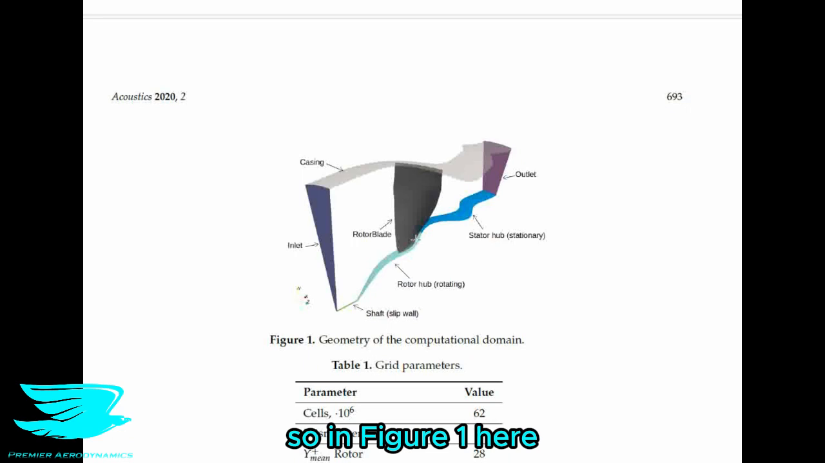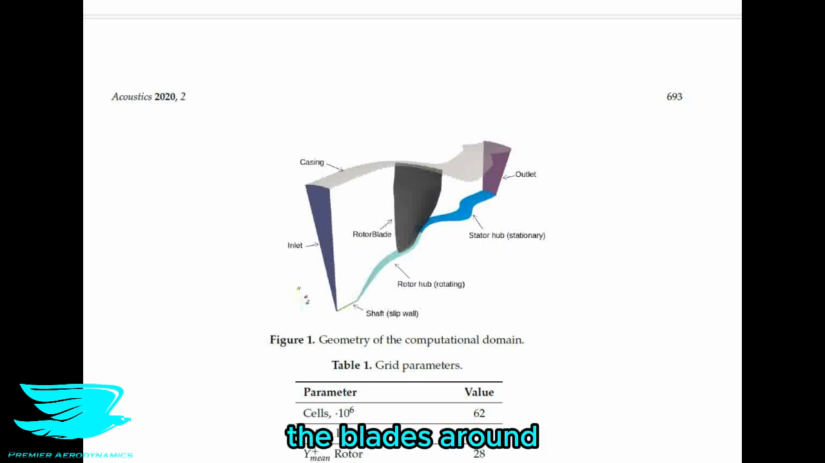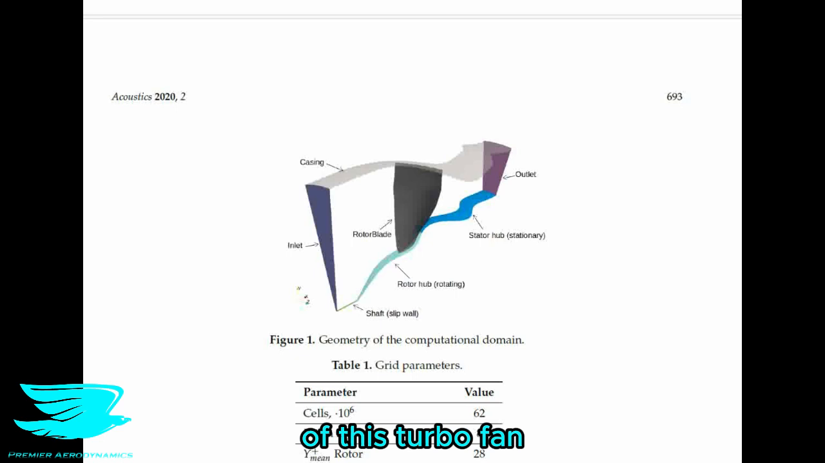a single rotor blade. So in figure 1 here, we see this blade here, and then they have like this sliver that sort of encompasses this entire blade, upstream and downstream. And then on the sides of it, they have this periodic boundary condition. So that is supposed to simulate the rest of the blades around this single blade. Does it? I have no idea, because how could you tell when simulating an entire rotor would take like a billion cells? Anyway, they say that they're running this at 62% of the operating speed of this turbofan.